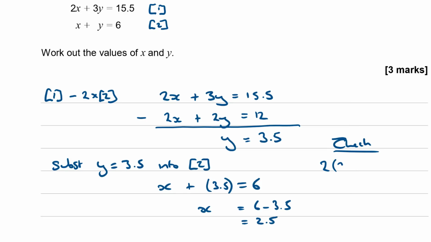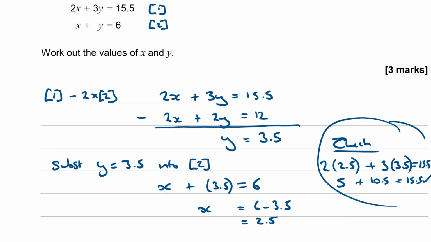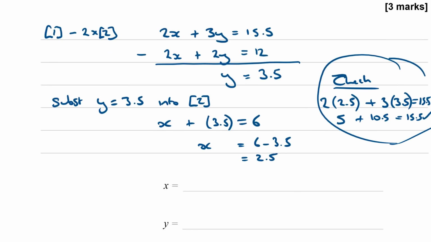2 lots of x, 2 lots of 2.5, plus 3 lots of y, 3 lots of 3.5. Is that equal to 15.5? Okay, so 2 lots of 2.5 is 5. 3 lots of 3.5 is 10.5, and together, yes, they do make 15.5. So I'm quite happy that my answer is correct. Okay, so now I'm satisfied. I'm just going to write those two values in here. So x is 2.5 and y is 3.5.